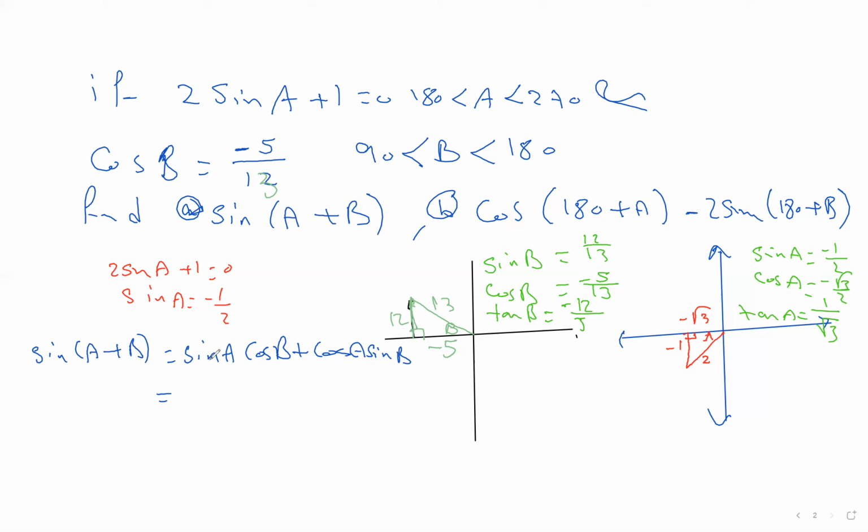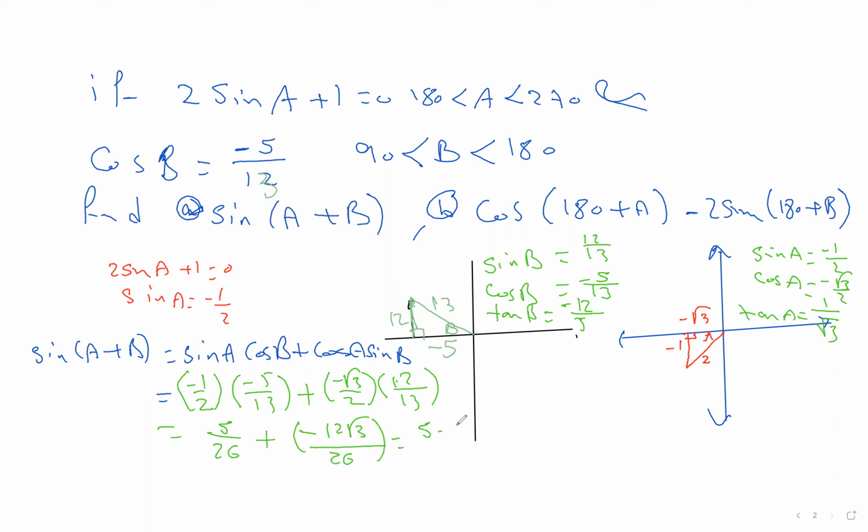Let's solve. Sine A is negative half, times cosine B, which is negative 5 over 13, plus cosine A, which is negative root 3 over 2, times sine B, which is 12 over 13. That gives 5 over 26 plus negative 12 root 3 over 26, so it is 5 minus 12 root 3 over 26.